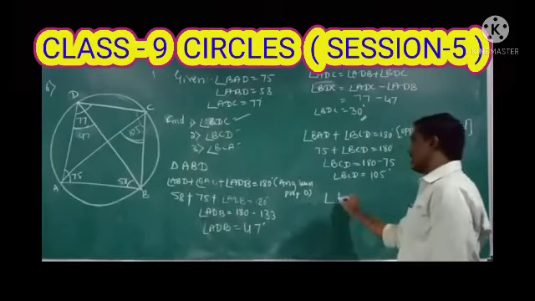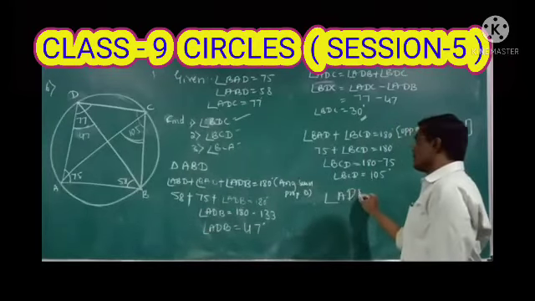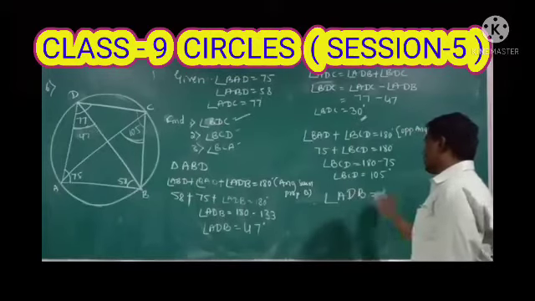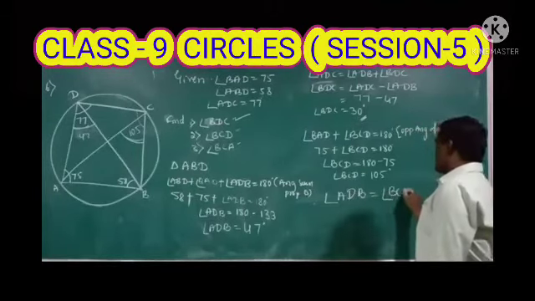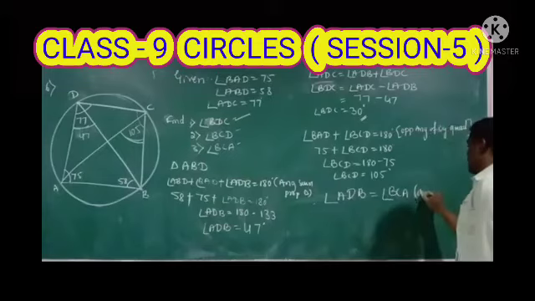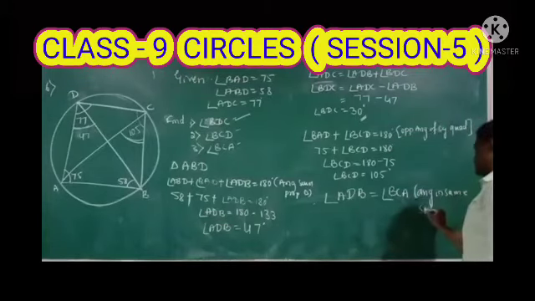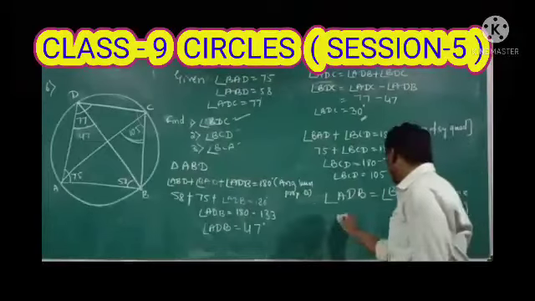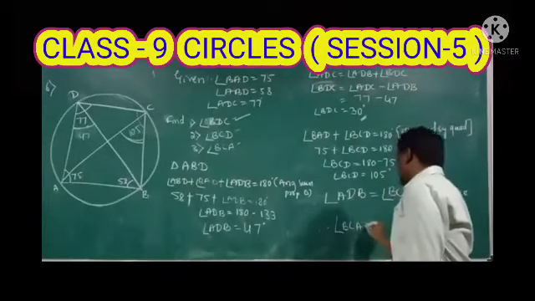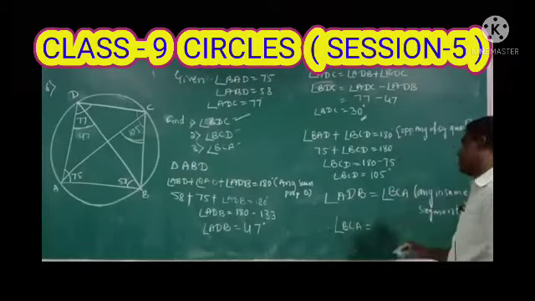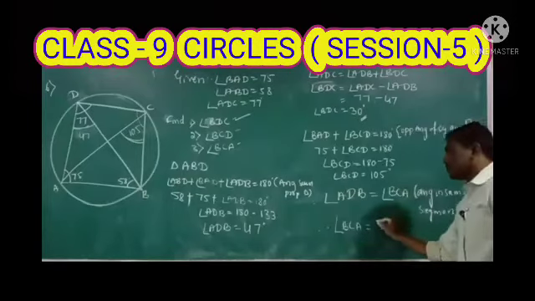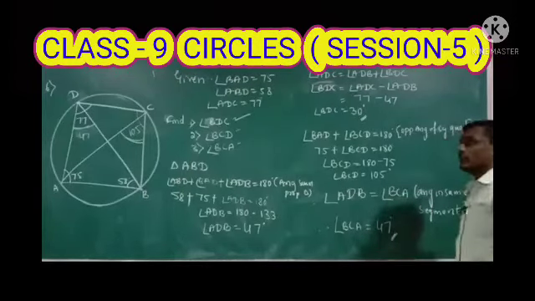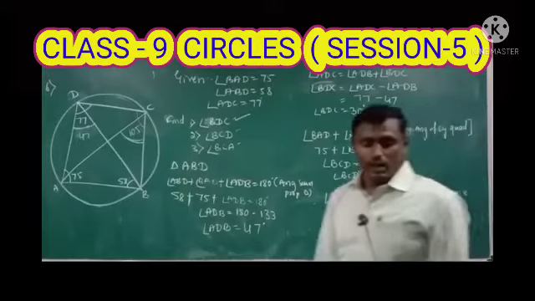Therefore, angle ADB is equal to angle BCA. Angles in the same segment. So these two angles are in the same segment. Therefore, angle BCA or angle ACB is equal to 47 degrees. So these are the required three angles.